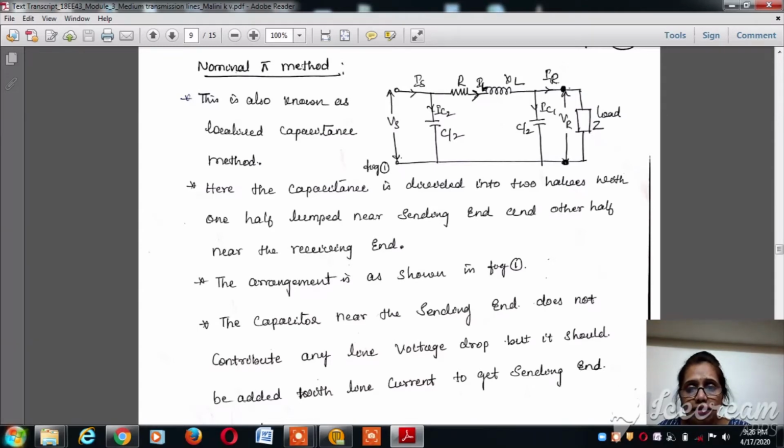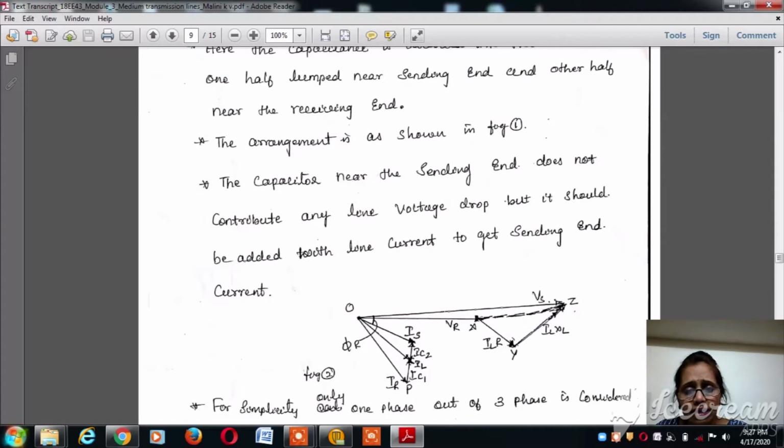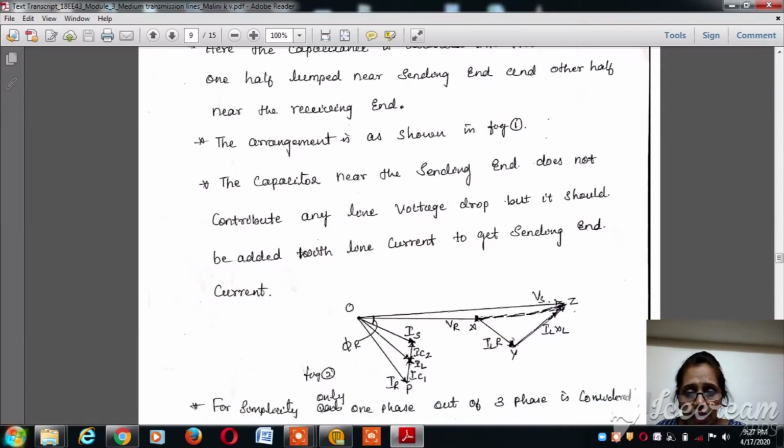And the capacitor near the sending end does not contribute anything to improve the power factor of the line or anything towards the voltage drop, but it should be added to the line current to get the sending end voltage. But when we write the phasor diagram, we again consider the voltage at the receiving end VR as the reference vector, and ILR is the current that is flowing through this, considered to be the voltage drop in the R, that is the line current multiplied by R, is in phase with the current.